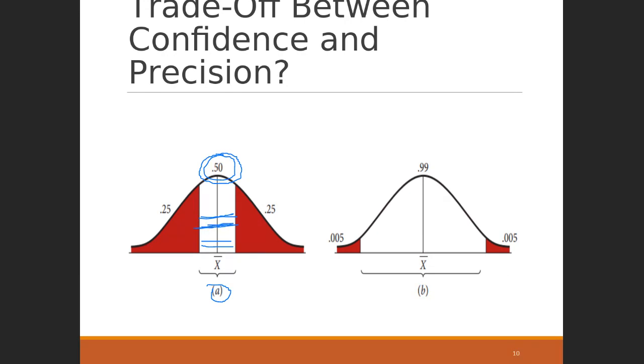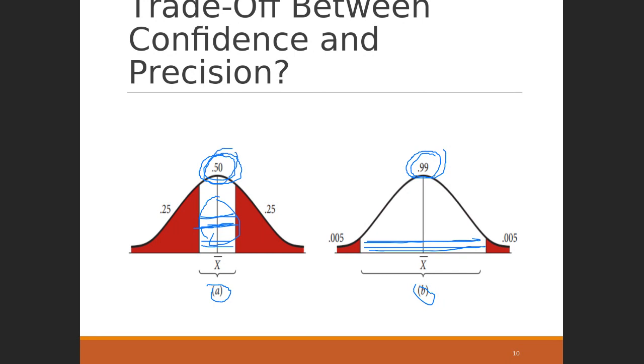On the other hand, in figure B, we have a very broad interval. We have a very broad range. So we are estimating that our population mean will fall within this range, and we are 99% confident. But there is very little precision here. It is a very broad interval. In figure A, there is a lot more precision, but there is very marginal confidence. We are not very much confident.